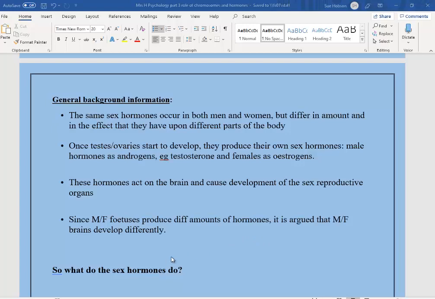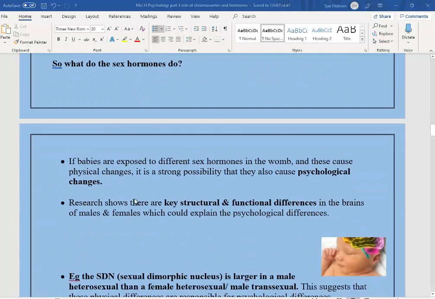Now, it's assumed that since male and female fetuses produce different amounts of these hormones, some argue that their male and female brains will develop differently. Okay, so what we need to know now is, what do these specific sex hormones do? Okay, a little bit of background still. If babies are exposed to different sex hormones in the womb, these cause physical changes, then it's strongly possible, likely, that there are also psychological changes.